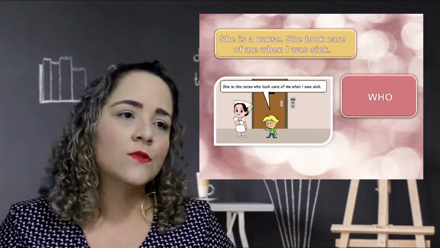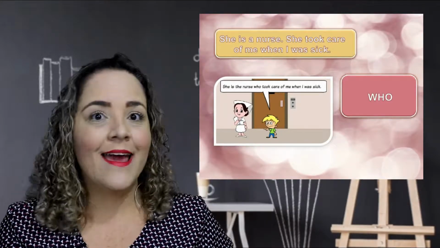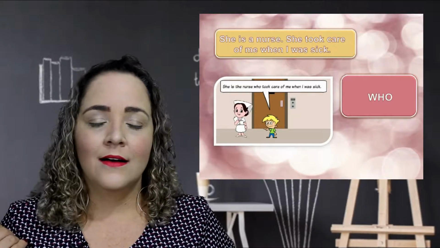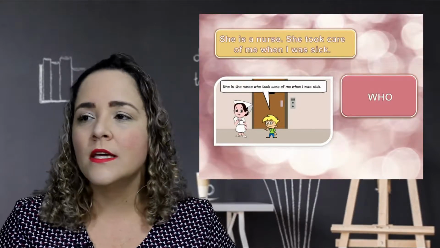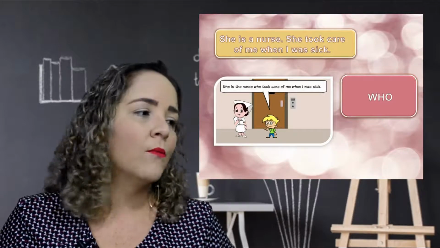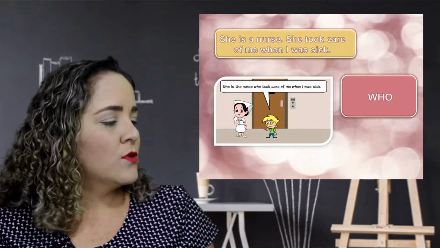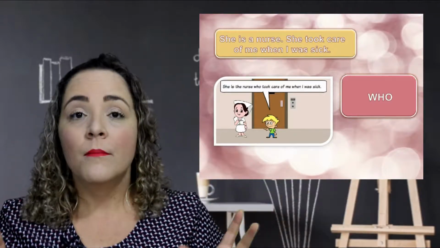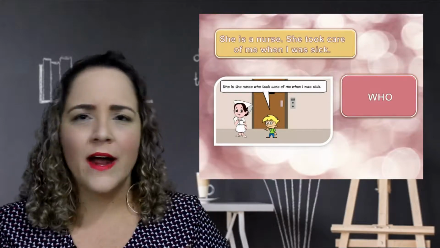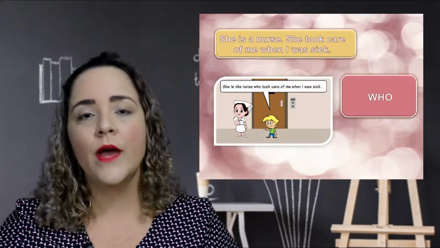In Portuguese, we use "que" for everything. Ela é a enfermeira que cuidou de mim, aquele é o lugar que a gente vai comprar. Isso é um objeto que é usado. But in English, they have who, where, what, with, that, which.